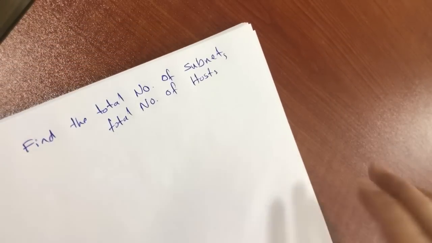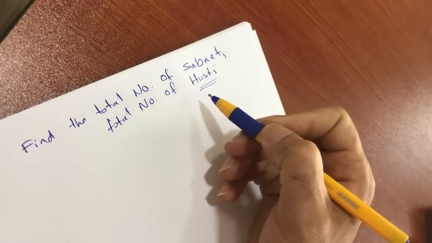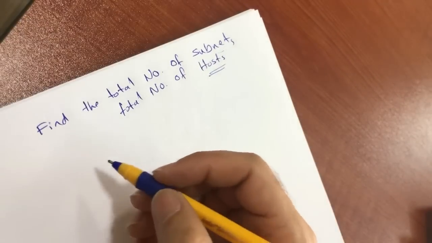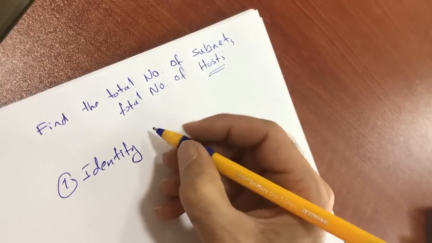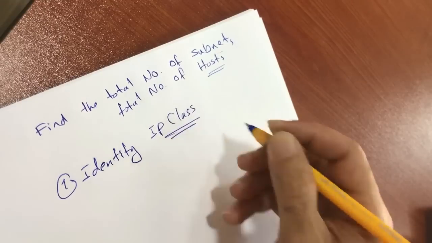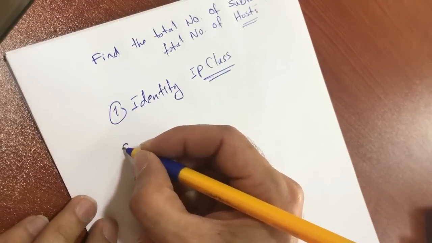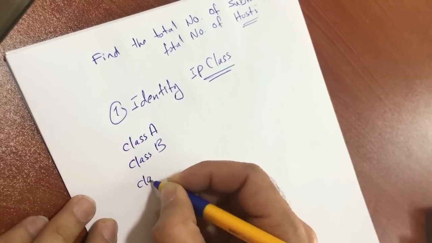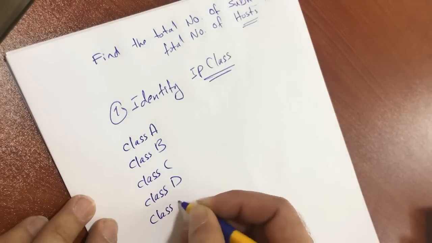The other type of question is to find the total number of subnets and total number of hosts. For this type of question, the first step, you have to identify your IP class. As you know, we have 5 classes: class A to E, class A, class B, class C, class D, class E.